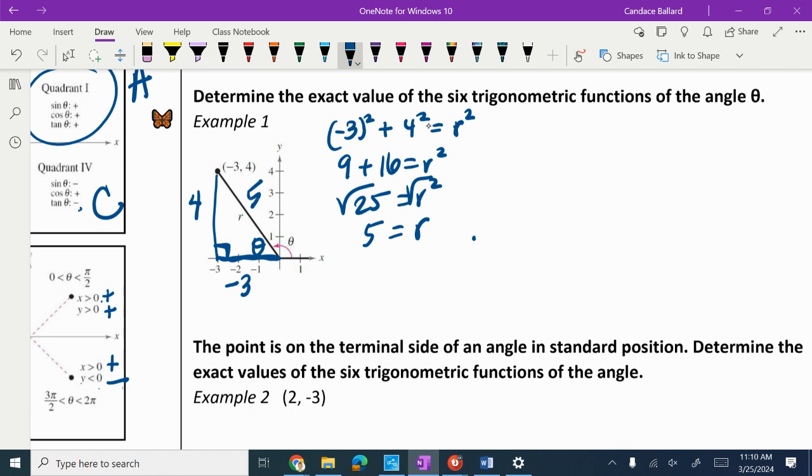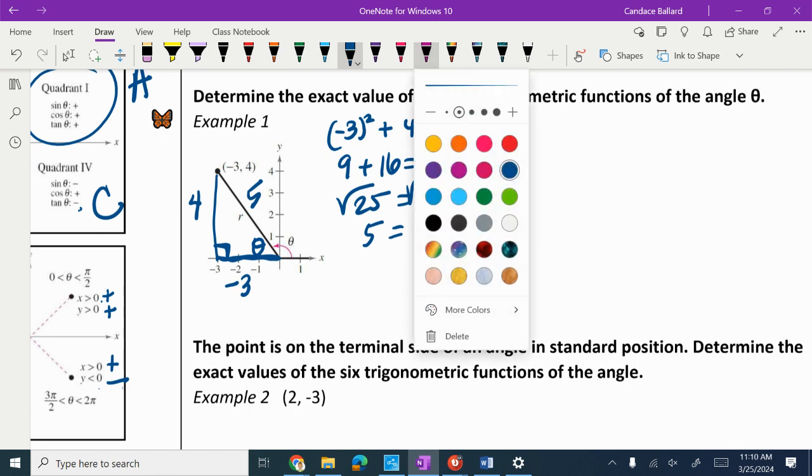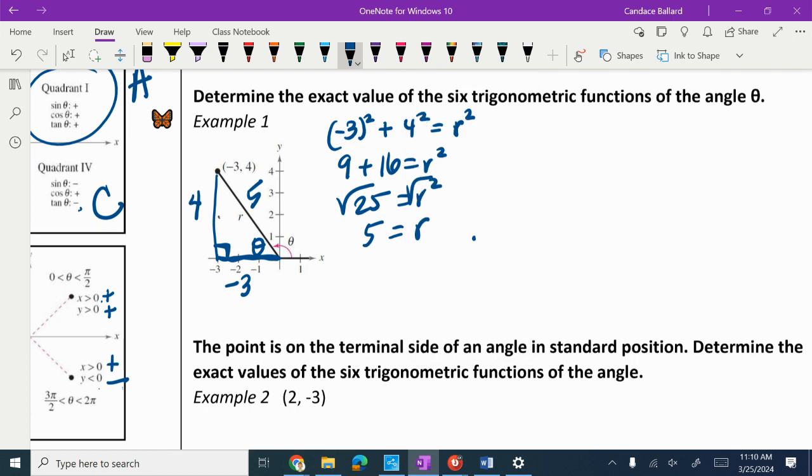Okay. So yeah, and exactly, it's a 3, 4, 5. Did I really even need to do that if I knew that if I memorized the triple? You don't. Okay. All right. Now I'm also gonna label my opposite, my hypotenuse, and my adjacent. Across from the reference angle is opposite.